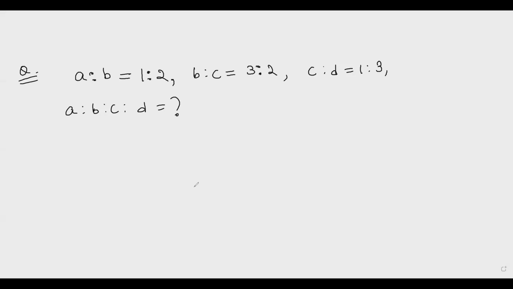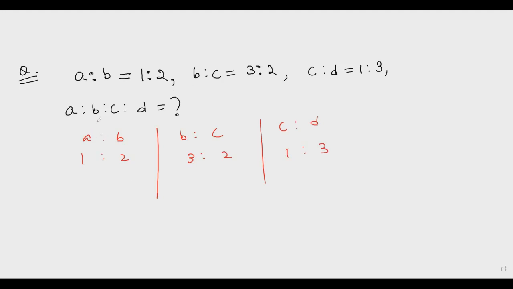So you can use the first method also, and in this type of question we have another method. Okay, first method. So I have the ratios 1:2, 3:2, 1:3. So first combine.